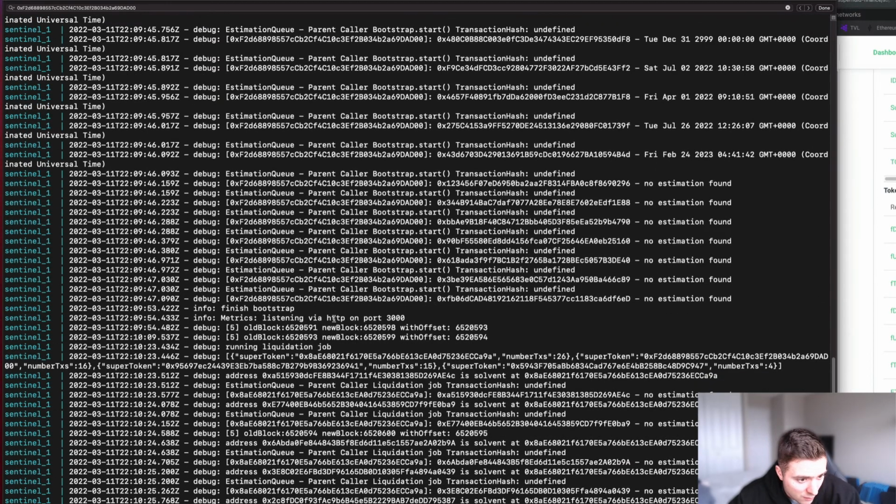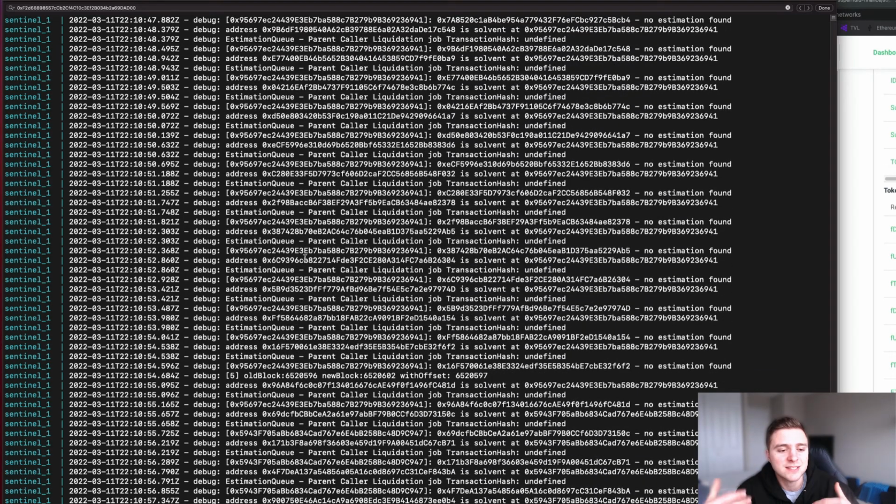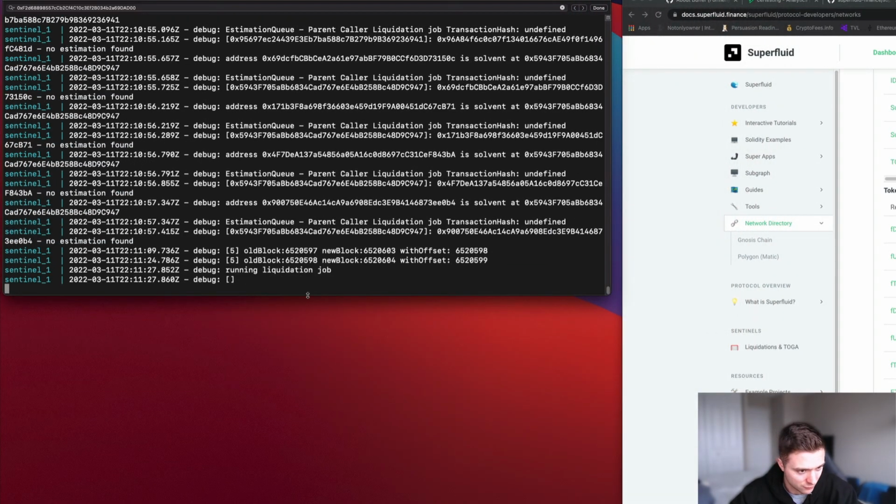Okay, we've got info on metrics that we're listening to. And again, just because this is on the debug setting in terms of logging, we're getting lots of information. But what I want to do right now is open up a stream and stage a liquidation so we can see what's actually happening here inside of our command line. Let me bring this up just a bit so we're just seeing the most recent information.